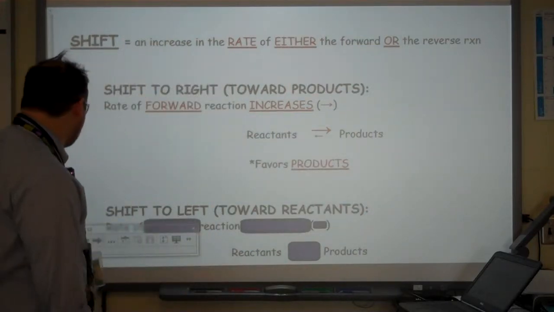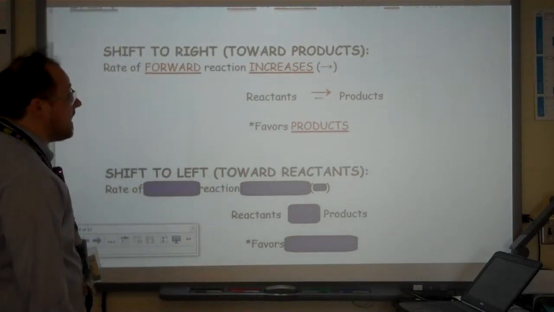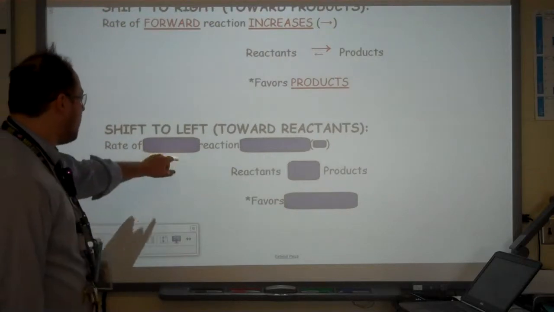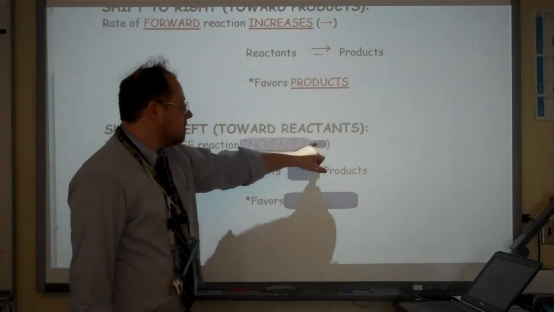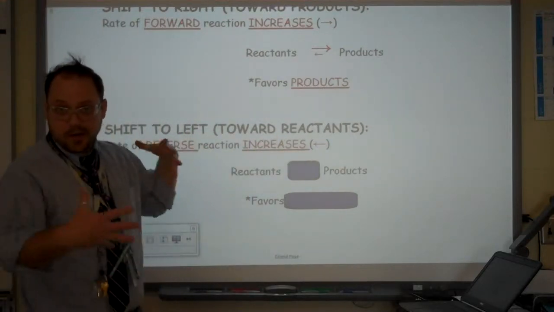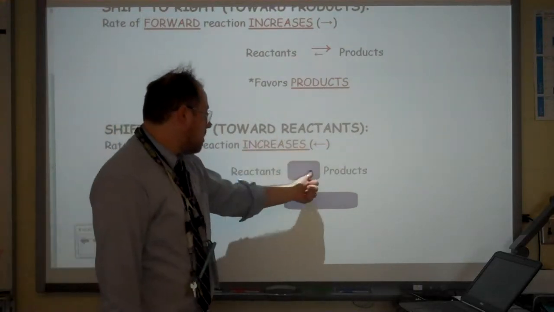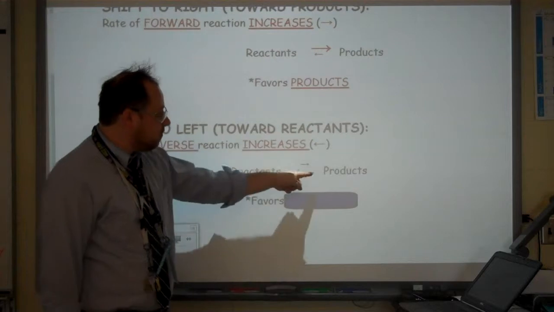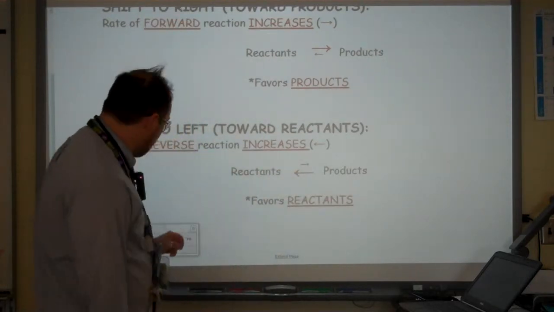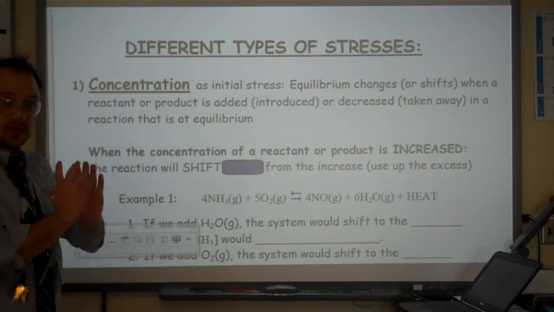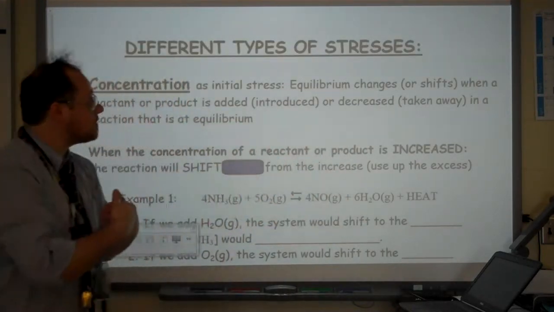Now a shift to the left is basically the exact same thing but opposite. The rate of the reverse reaction increases, so that backwards arrow gets bigger. Reactants are favored over the products. Bigger arrow coming backwards, it favors the reactant side. So that's what the shifts are. They're either going to be towards the reactants or towards the products.